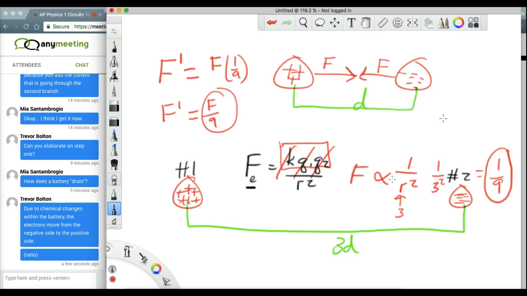Yeah, it's a ratio. So thank you. This right here is giving me the ratio of the old force to the new force. Awesome. That is the first bonus question.